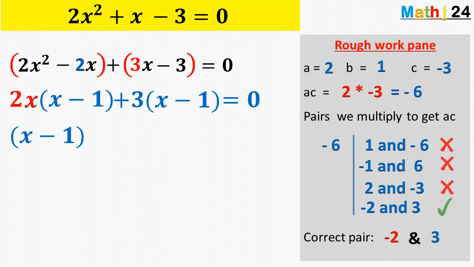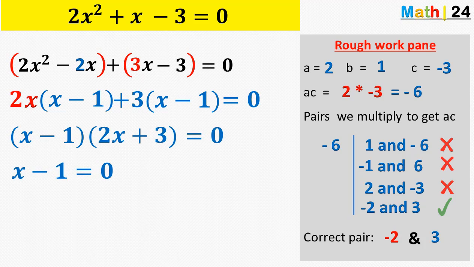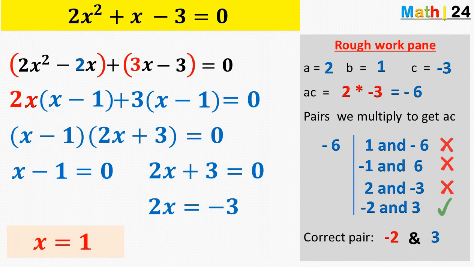Now we have the same thing in the two brackets, so we just copy out one of the brackets, x minus 1, and what is left outside the brackets, 2x plus 3, we put in another bracket and equate to 0. At this level, either x minus 1 equals 0 or 2x plus 3 equals 0. Solving for the first one, x equals 1. With the second, you have 2x equal to minus 3, and x is equal to minus 3 on 2. So these are the two roots of this equation.